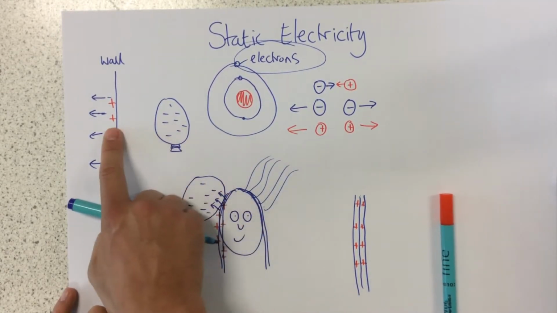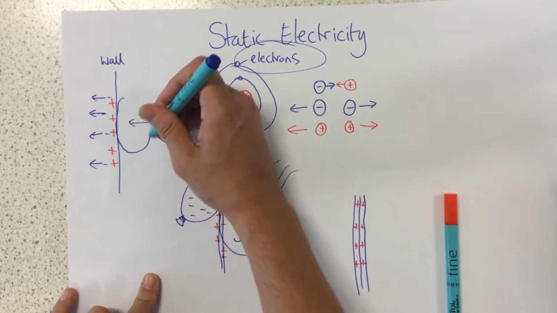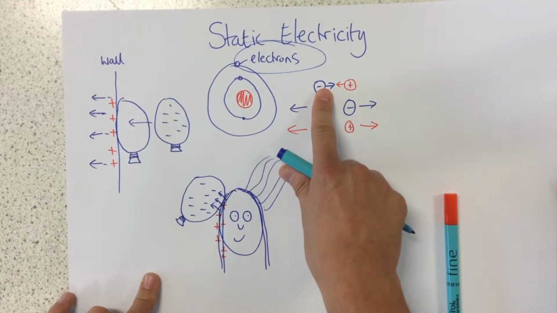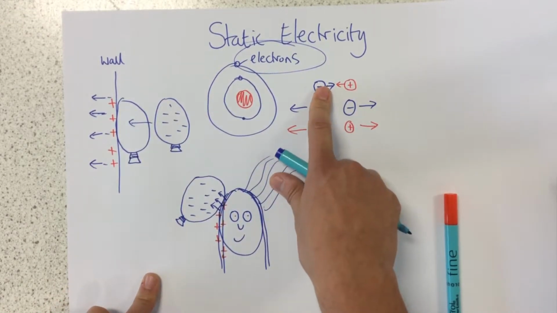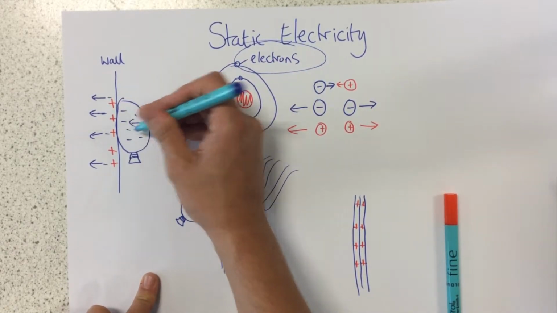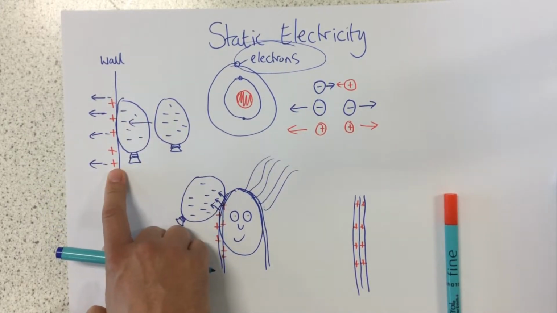This means that if we bring this balloon even closer to the wall, it is in fact going to stick to the wall, because we have the positively charged wall being attracted to the negatively charged balloon. So that's how we can actually induce a charge.